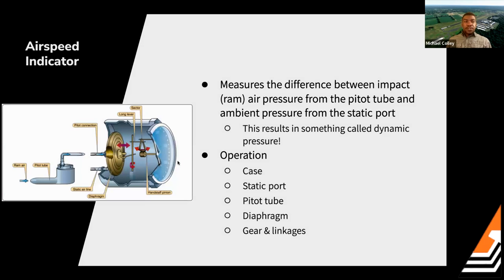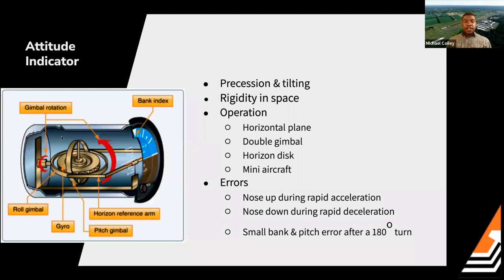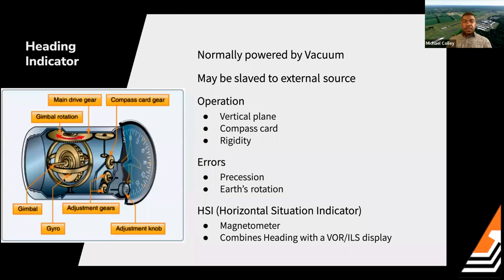All right. Attitude indicator. This is a gyro system. So that vacuum tube, it's spinning the gyro that's inside the attitude indicator. It's operating off of the principle of rigidity in space. So it's keeping the plate, the horizontal plane, or the horizon disk, solid in the aircraft as well. All right. Continuing through, same principle with the heading indicator. It's a gimbal, but it's on its side this time, right? So it's rotating there to keep that rigidity in space.